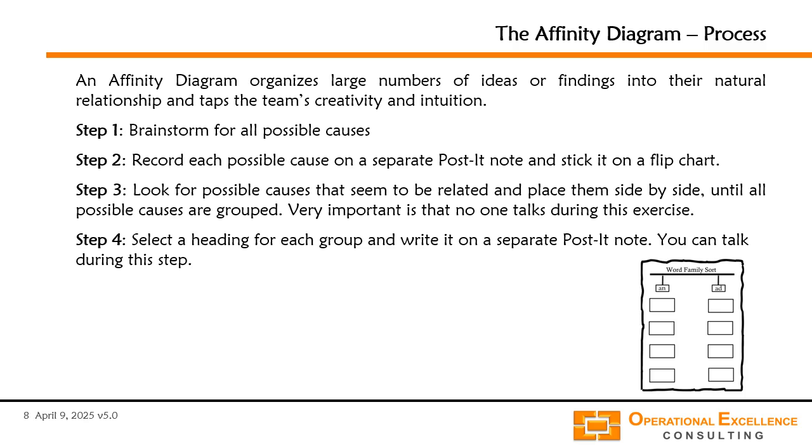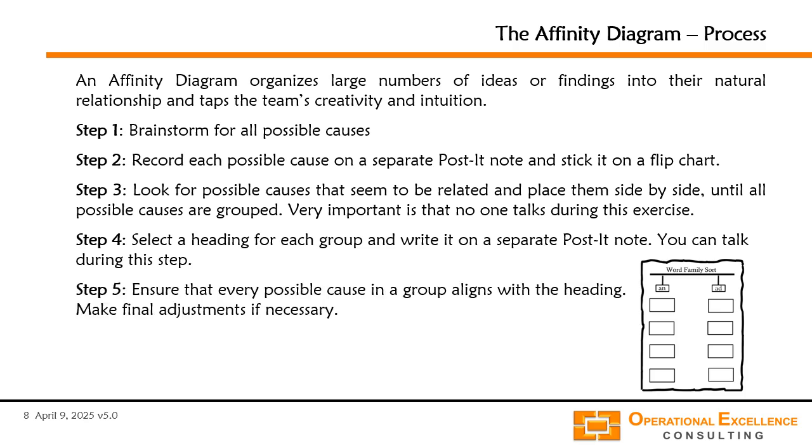In step 4, the team then selects a heading for each group and writes it on a separate post-it note. During this step, the team members may and normally will discuss what the appropriate names for those groups of possible causes would be. In step 5, the last step, the team ensures that every possible cause identified aligns with one of the headings and makes final adjustments if necessary.